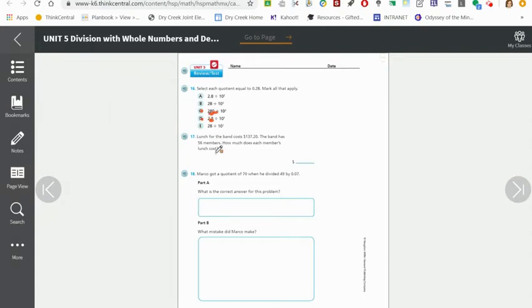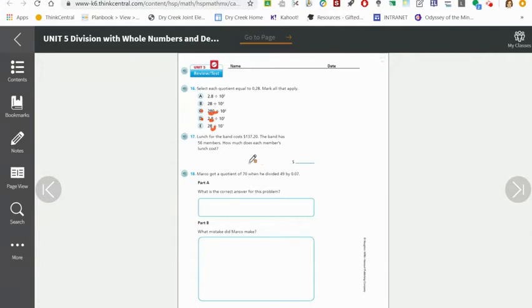E is 28 divided by 10 to the first power. So that means I would put my decimal and move one shift, so that'd be 2.8. So that's not correct. Okay, number 17. Lunch for the band costs $137.20. The band has 56 members. How much does each member's lunch cost?